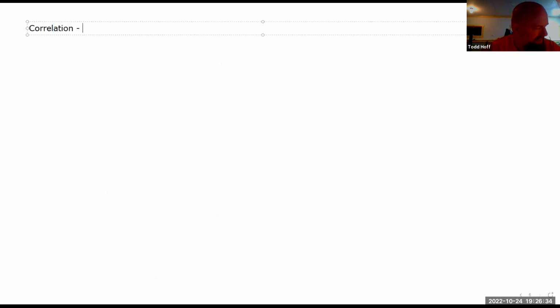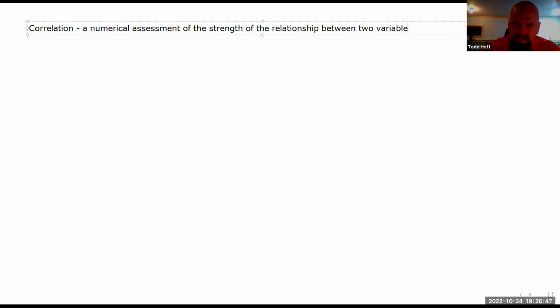And correlation is simply a numerical assessment of the strength of the relationship between these two variables. Again, we could call them X and Y, we could call them predictor and reaction, whatever. Now, there is a little bit of a link between correlation and slope, but I hesitate to say that because the link is very easy to confuse.